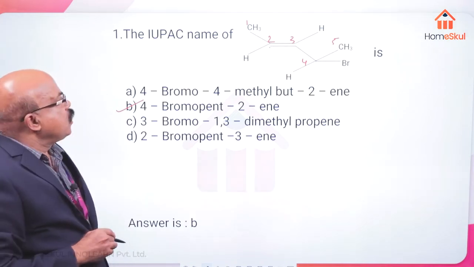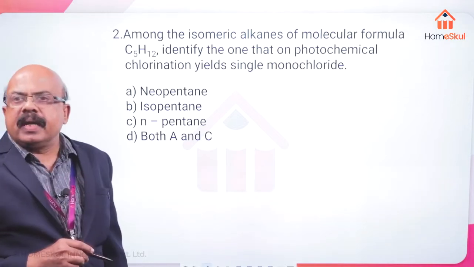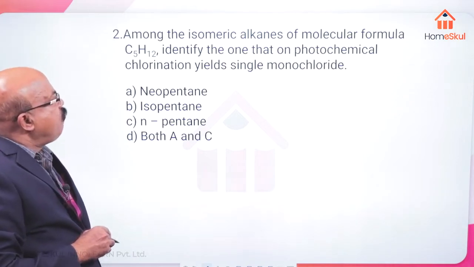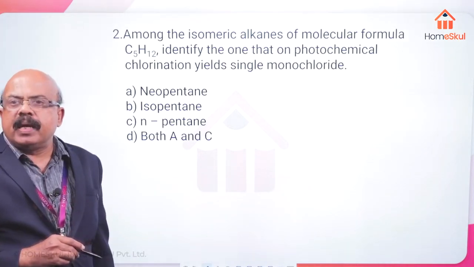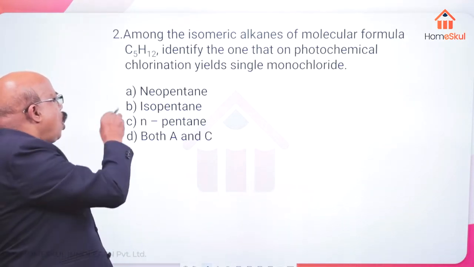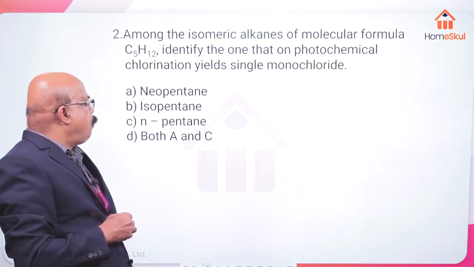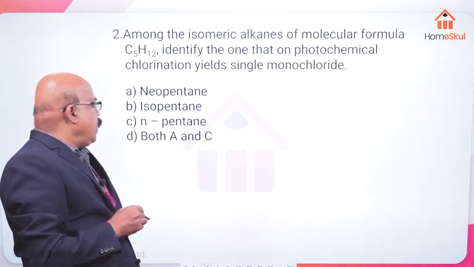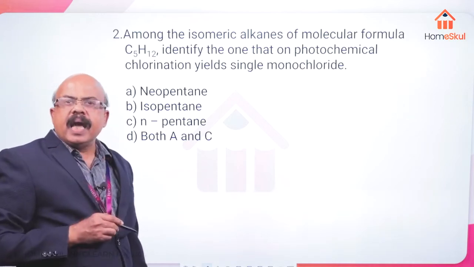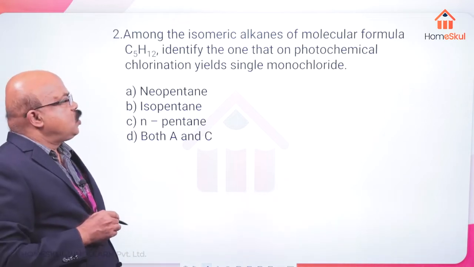Second question. Among the isomeric alkanes of molecular formula C5H12, identify the one that on photochemical chlorination gives single monochloride. Options: A, neopentane. Option B, isopentane. Option C, normal pentane. And option D, both A and C.